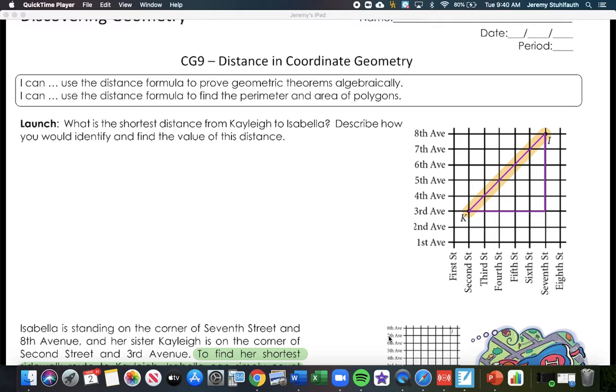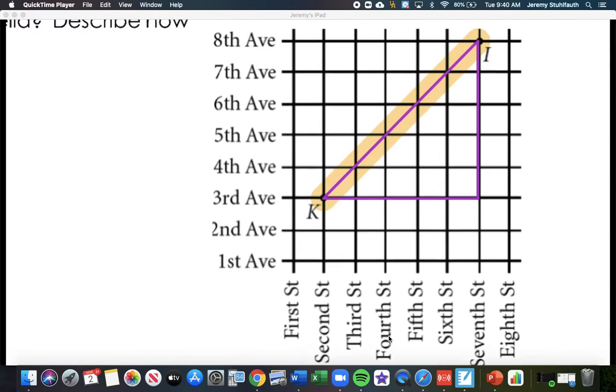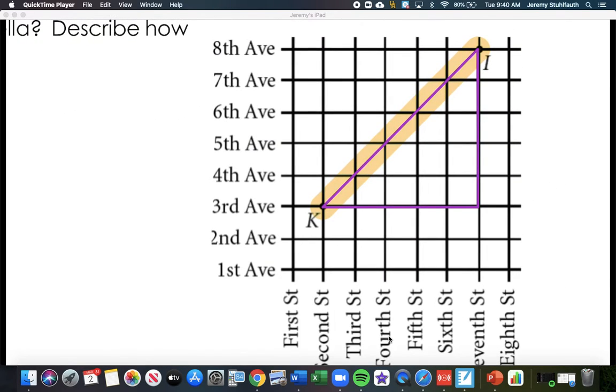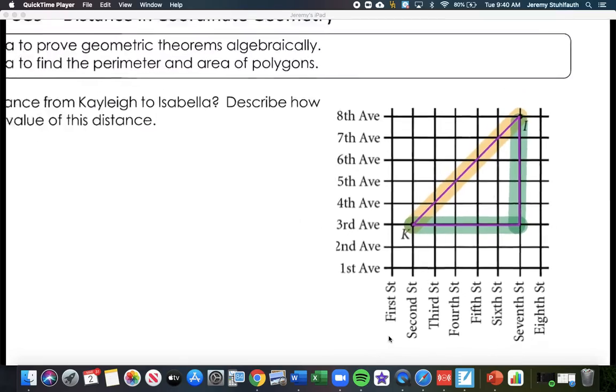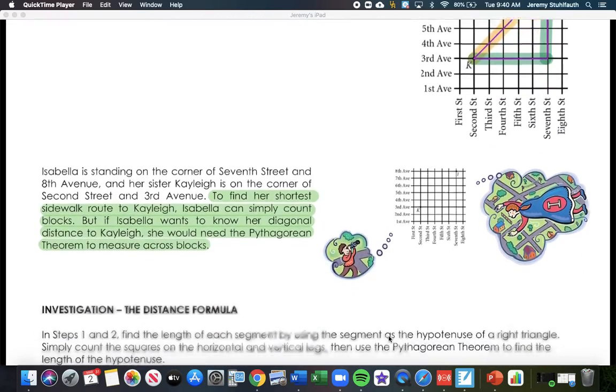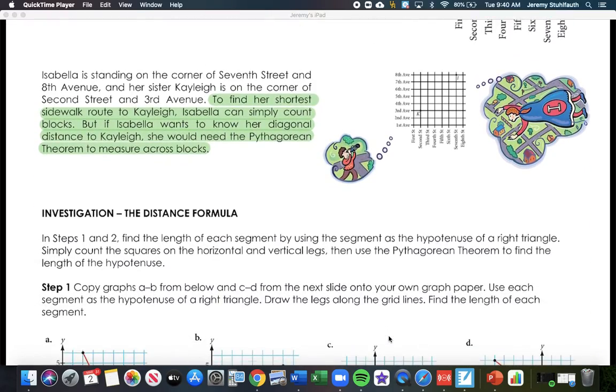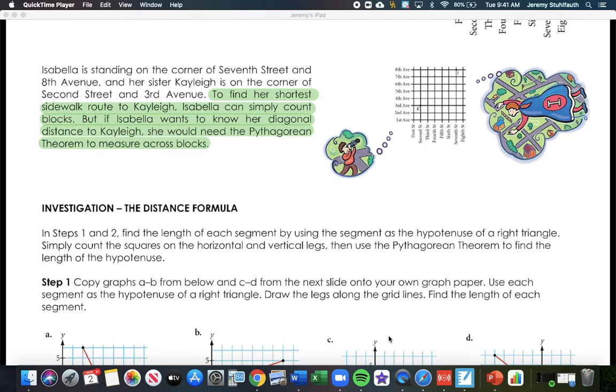So again, right now we would need to count the distance from Kaylee over to here, and then from this location up to Isabella, and use the Pythagorean theorem to find the distance of that orange path. Now, what I have highlighted in green right here sort of summarizes the warm-up. It's what we just talked about.